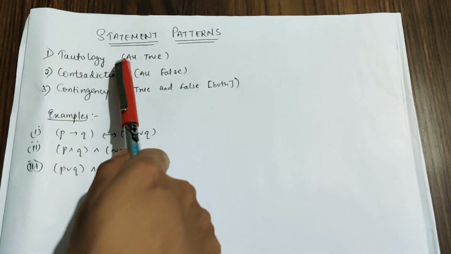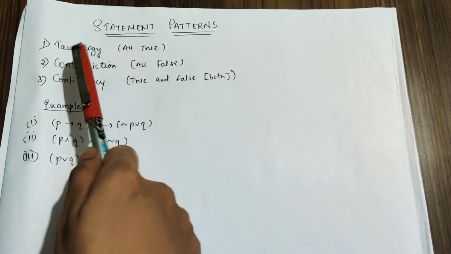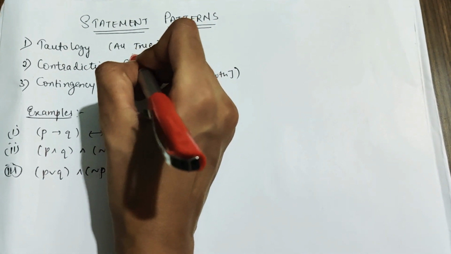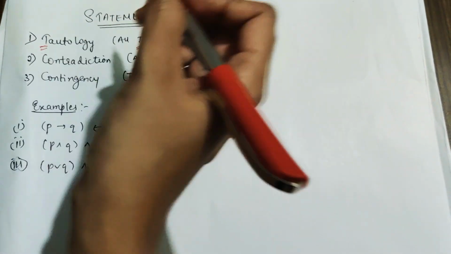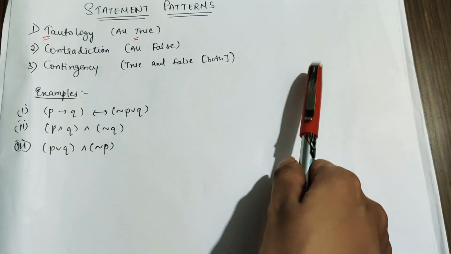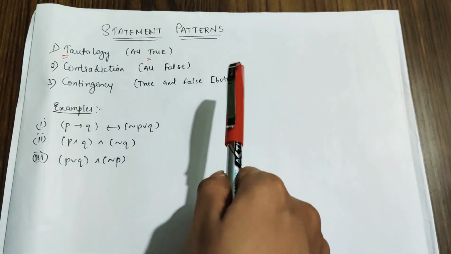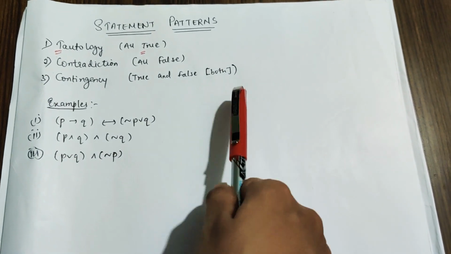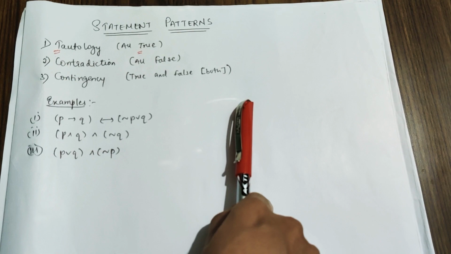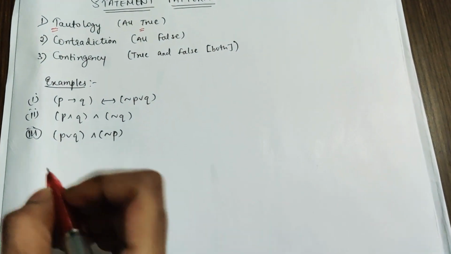See, when all the values of the last column are true, then it is known as tautology. How can you remember it? T for true, T for tautology. And when all the values in the last column, that is the output column, are false, then it is known as contradiction. And if the values are neither all true nor all false, and there is a mixture of true and false values, then it is known as contingency. We will see the examples.